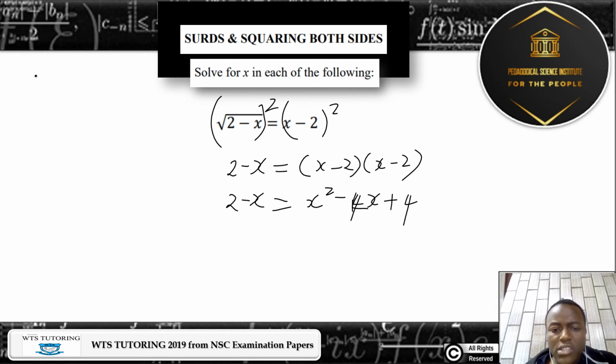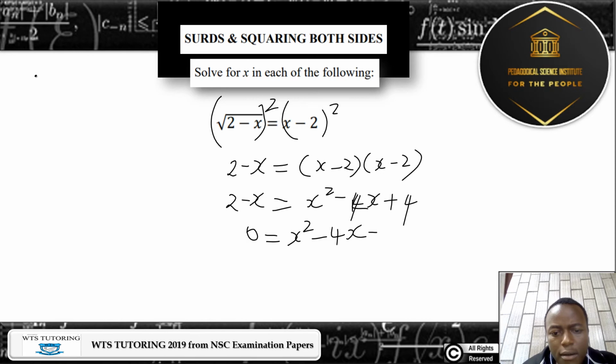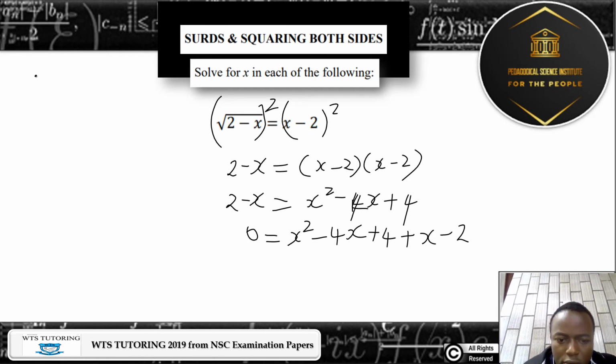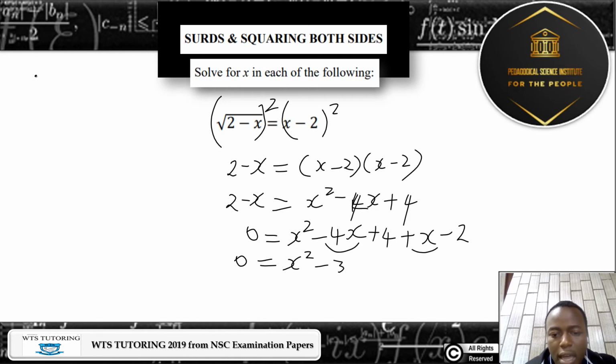Okay, now we can transpose, we can take those from the left to the right hand side. So we'll be left with 0 there. We'll have x squared minus 4x plus 4, plus x minus 2. Then it will be 0 is equal to x squared, minus 4x plus x, like terms, it's minus 3x. Then 4 minus 2, it's positive 2.